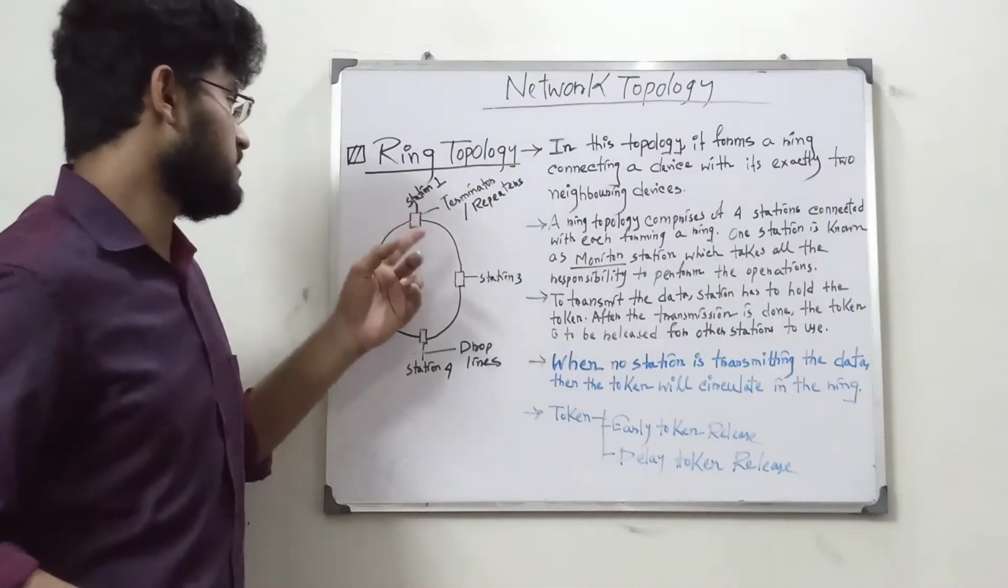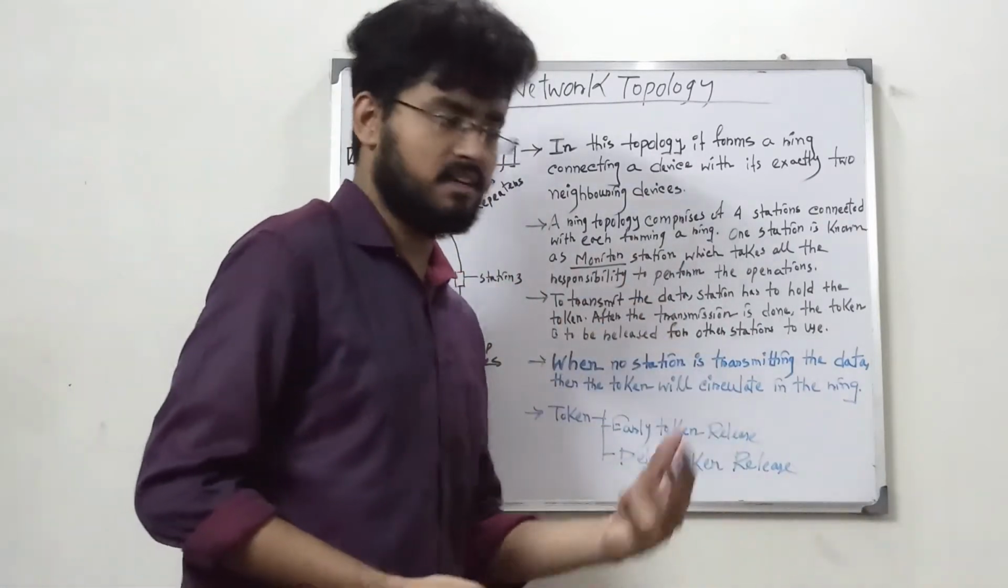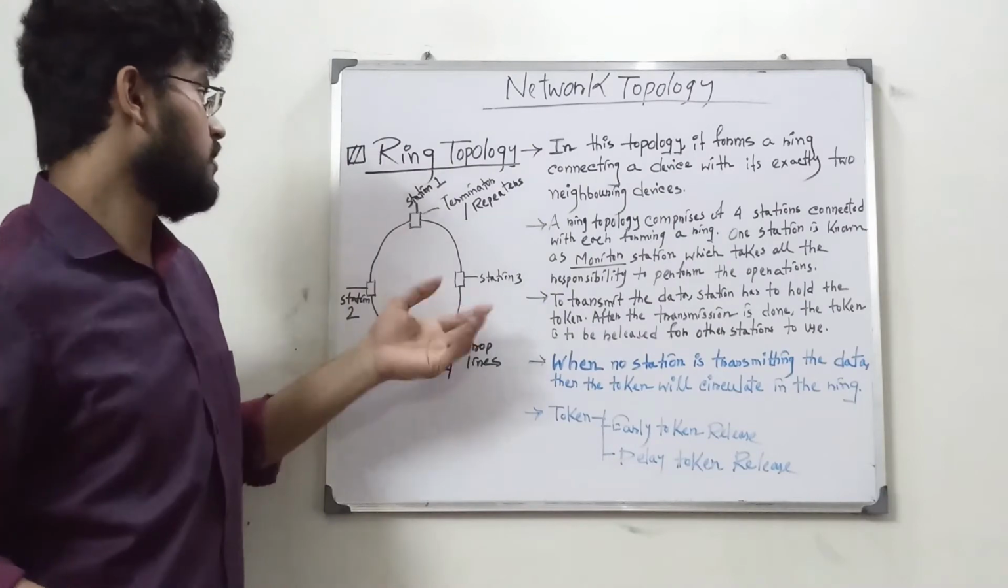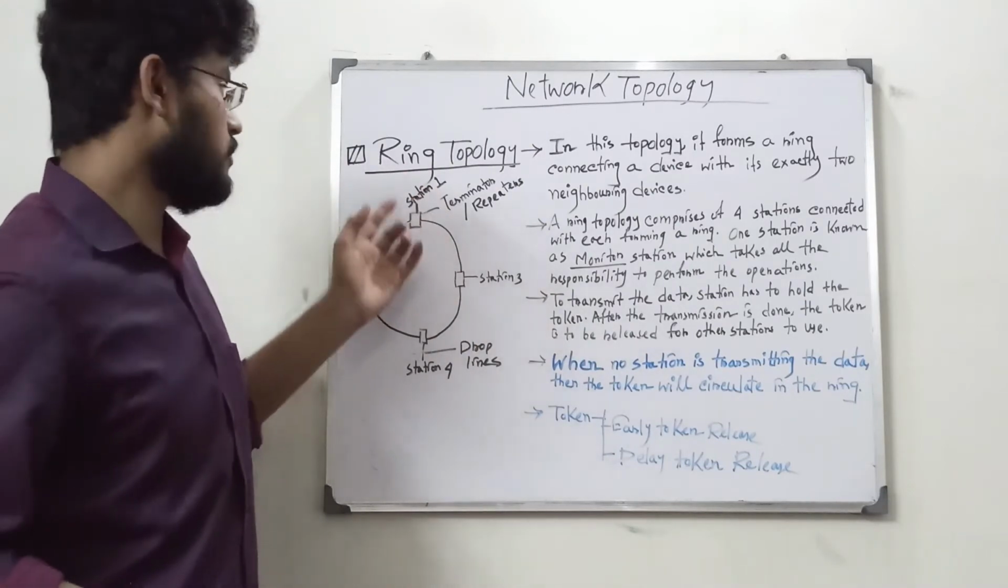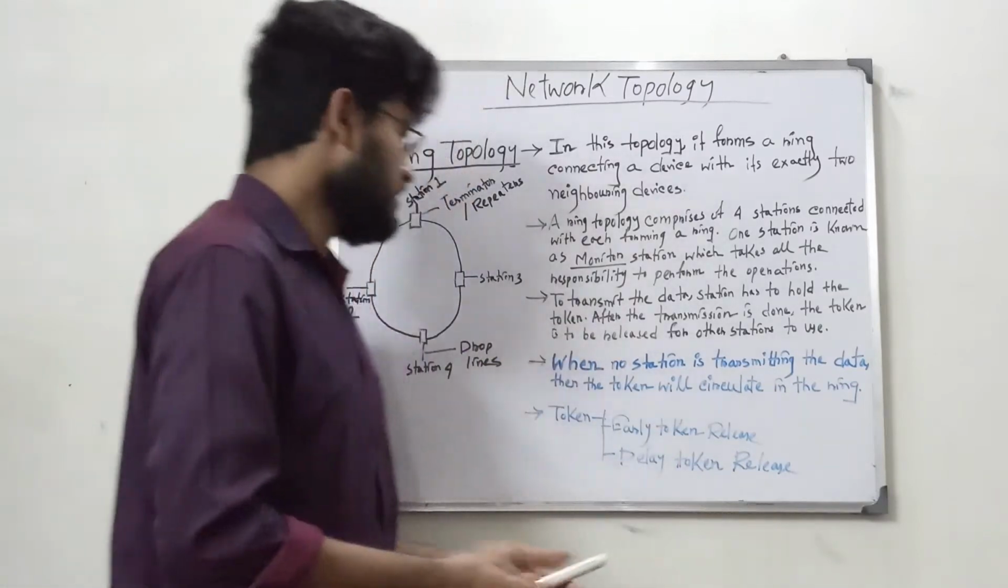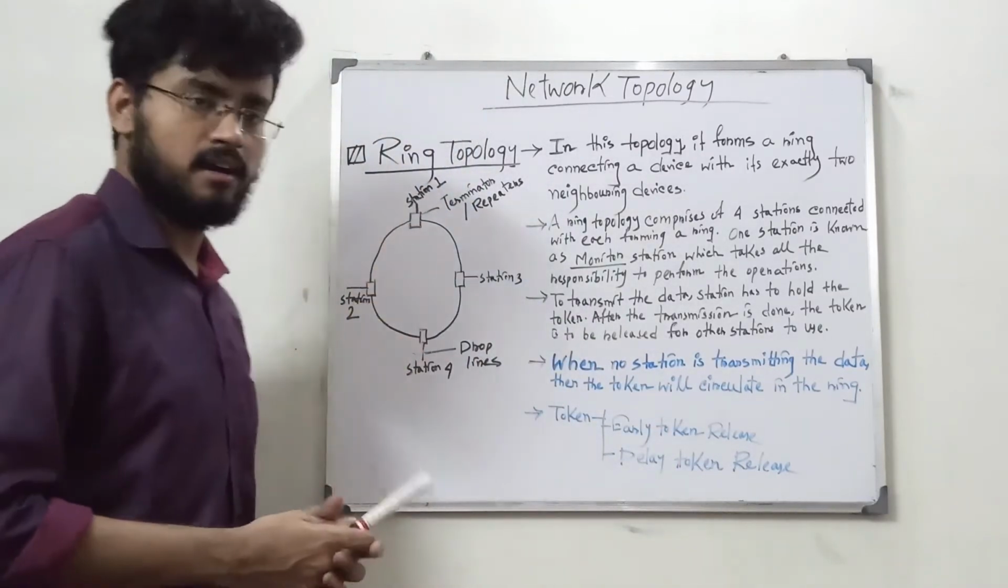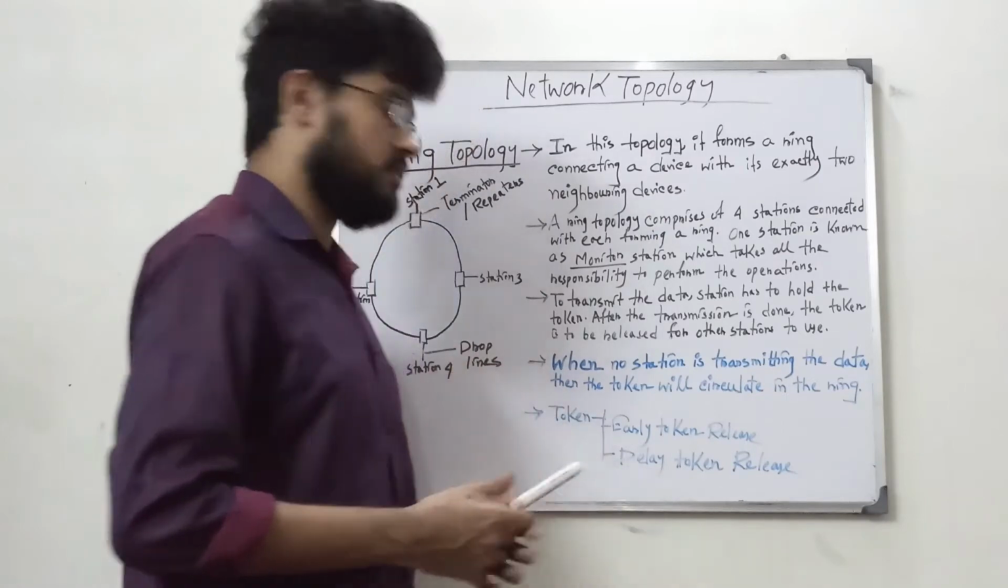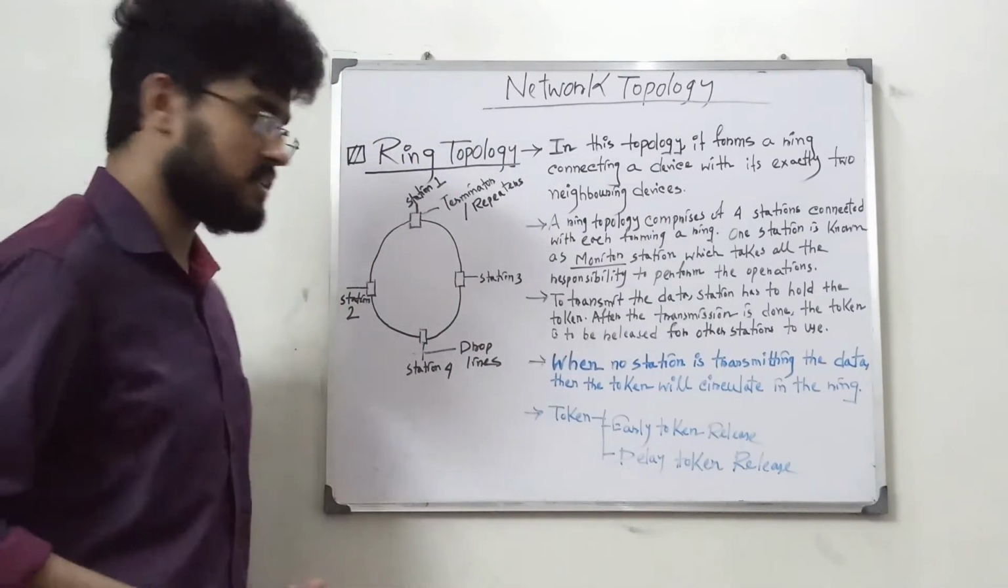When one station wants to send information to another station, it holds that token. The token carries the information and the IP address of the receiver, and then the token is sent to the receiver device, which receives the information.